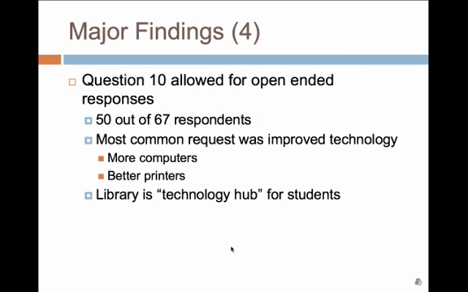Question 10 allowed for open-ended responses for students to give their feelings on how the library does in general without the use of the Likert scale. Fortunately, 50 out of the 67 respondents answered this question, and the most common request was for improved technology, more computers, and better printers. So from our survey, it seems that the library is a technology hub for the students.